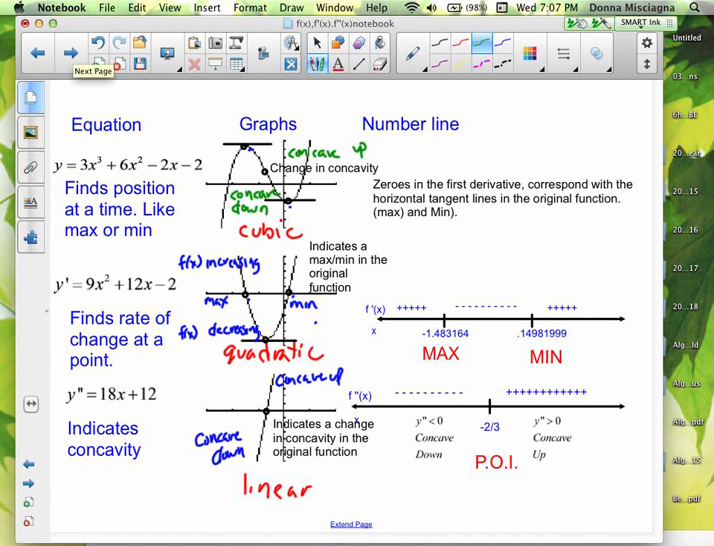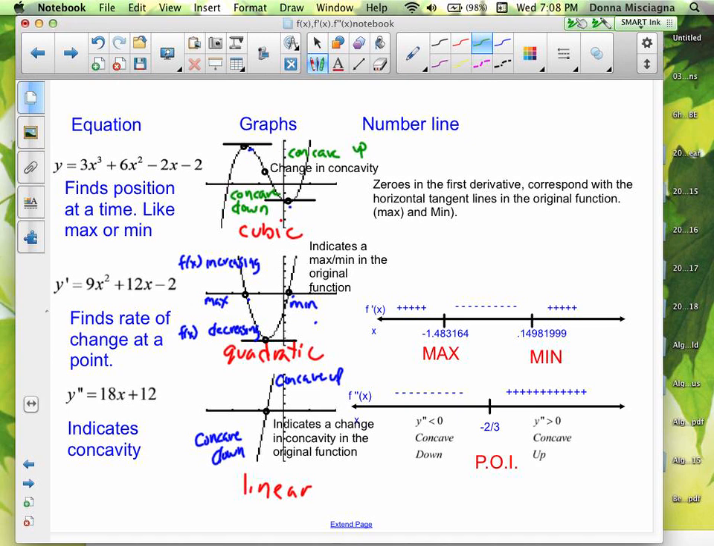If we take the derivative of 3x cubed plus 6x squared minus 2x minus 2, it is 9x squared plus 12x minus 2. The derivative finds a rate of change at a point. It's the slope of our tangent line. We use that to find rate of change. So let's compare the graph of the first derivative with the graph of the original function.